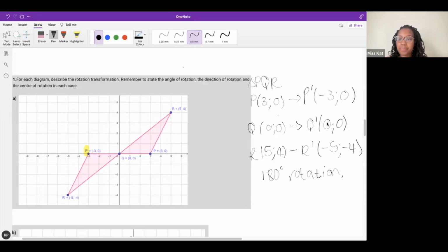The signs both changed, but they did not swap. 3 is still first, 0 is still last. Okay, the zeros we can't tell. But look at this. 5 is still first, 4 is still last. So since we didn't swap the coordinates, the only way we can do this is through 180 degrees rotation. Nice, guys. Okay, screenshot quickly.